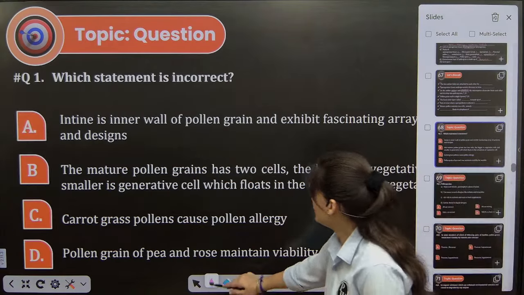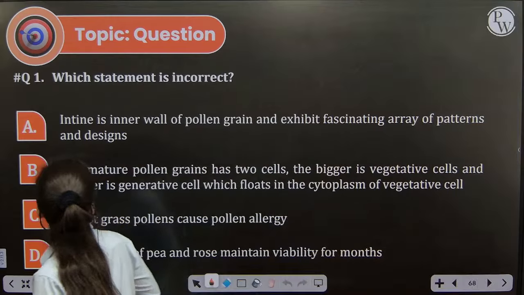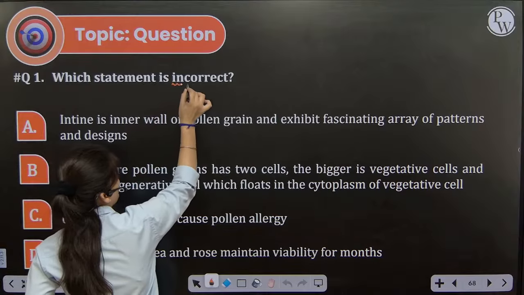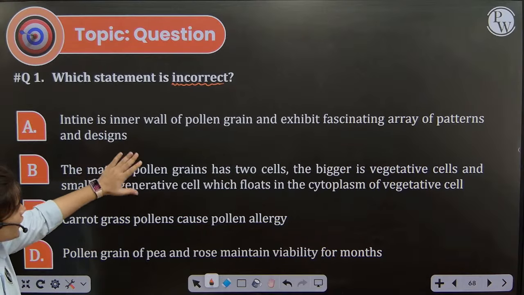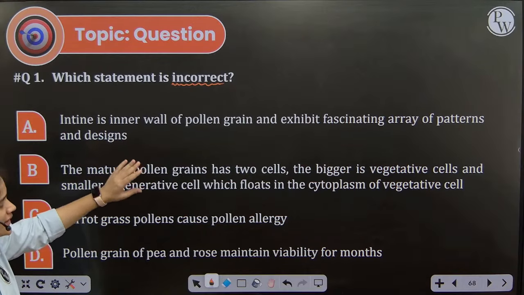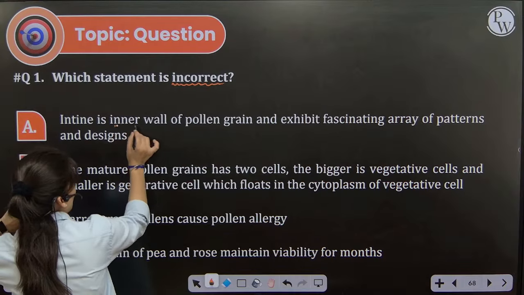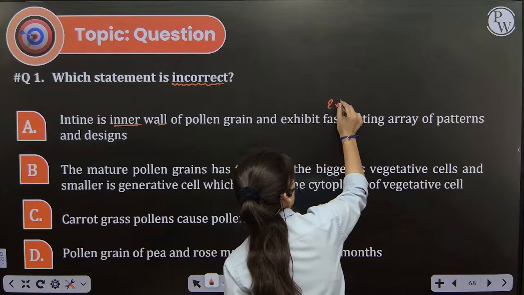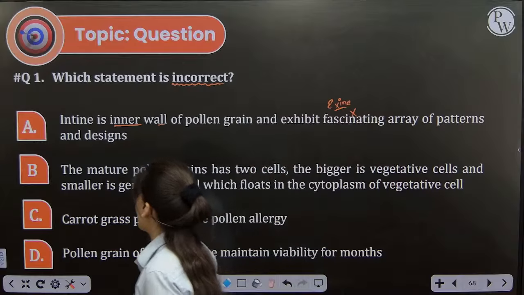Now, which statement is incorrect? We need to find the incorrect statement. Intine is the inner wall of the pollen grain and exhibits a fascinating array of pattern and design. Yes, intine is the inner wall layer, but exine exhibits the fascinating array of pattern and design. So this statement is incorrect.